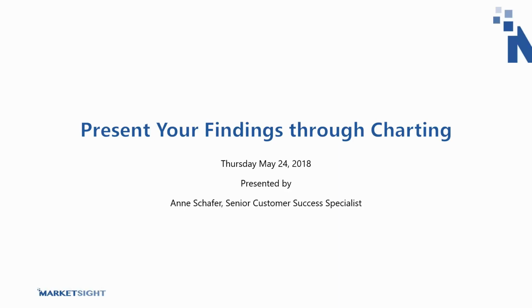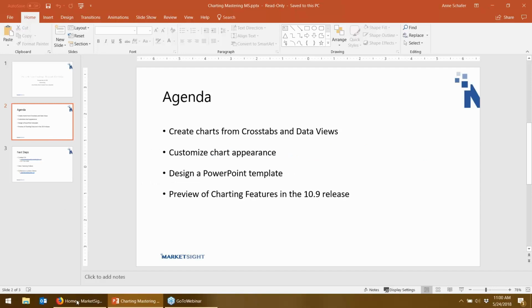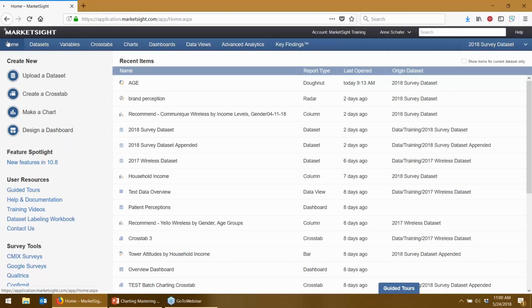We're going to go ahead and get started here in our presentation on presenting your findings through charting. In today's training session, we're going to cover a number of different topics related to charting in MarketSight. So we'll cover how it's possible to make charts from both crosstabs and data views. We'll take a look at customizing chart appearance through different options that are available to you, as well as designing a PowerPoint template so that you can have customized output. And we'll also take a look at some of the features that are going to be available to us in the 10.9 release.